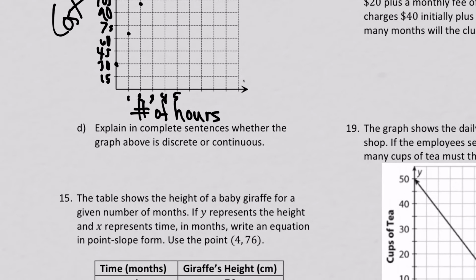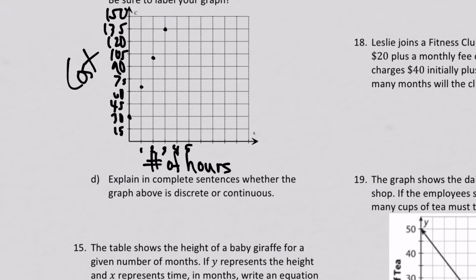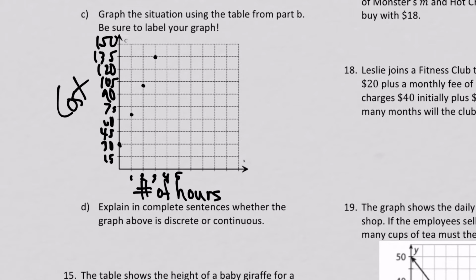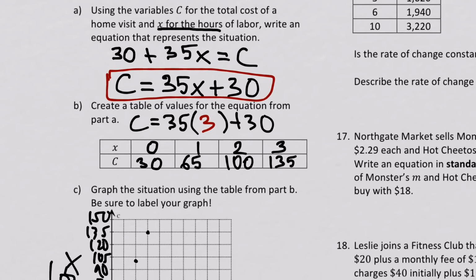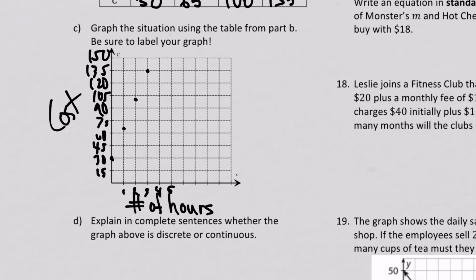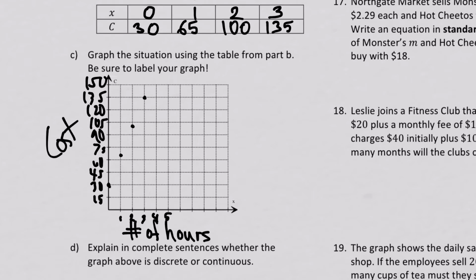And finally, it says explain in complete sentences whether the graph above is discrete or continuous. This is open to interpretation, right? So discrete means that you are only going to plot those points and you're not going to connect them, okay?